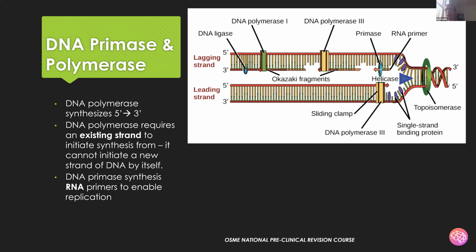But DNA polymerase requires an existing strand to initiate synthesis from. It cannot initiate a new strand of DNA by itself. And this is where DNA primase comes in. And so this is an RNA polymerase that synthesizes short RNA primers about 10 to 20 bases long on the template strands. And this provides a 3' OH for DNA polymerase to extend. And so it's therefore critical for this process.